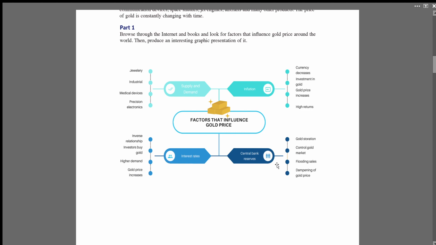The last factor is central bank reserves. There are banks in every country. They store gold so that they can control the gold market. They prevent flooding sales of gold that would cause the dampening of gold price, that is, a decrease in gold price.